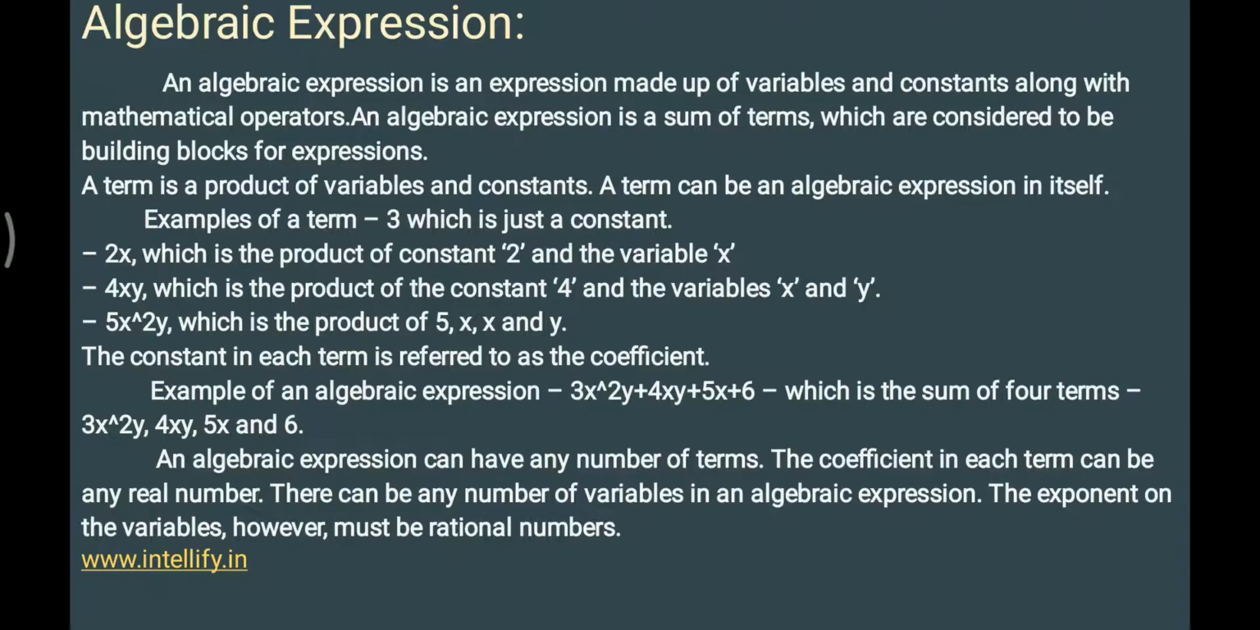Let's go to the example of an algebraic expression: 3x squared y plus 4xy plus 5x plus 6. This total expression is called an algebraic expression, which is a sum of 4 terms. Here we can see the 4 terms: 3x squared y, 4xy, 5x and as well as 6. The collection of these 4 terms forms the algebraic expression. An algebraic expression can have any number of terms. The coefficient in each term can be any real number. There can be any number of variables in an algebraic expression. The exponent on the variables, however, must be rational numbers.